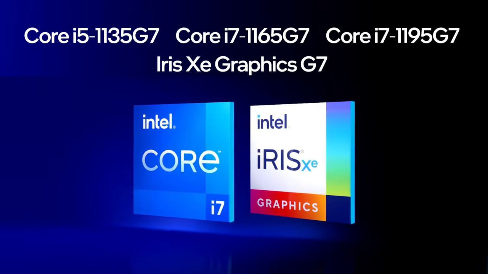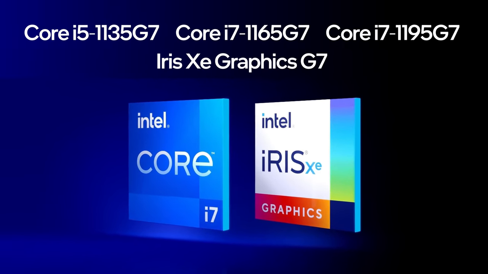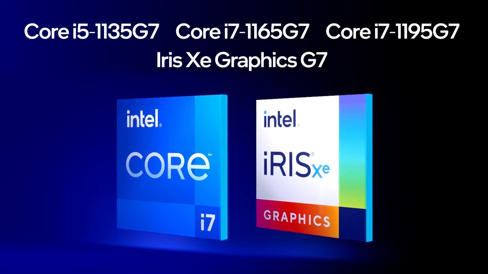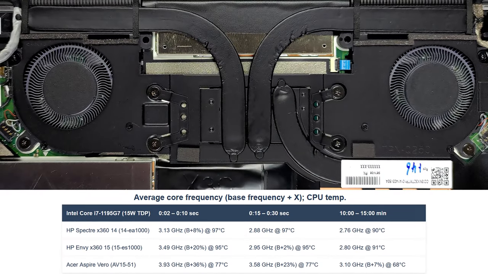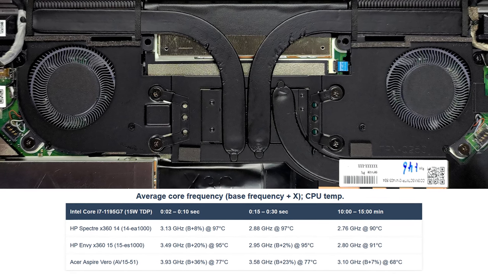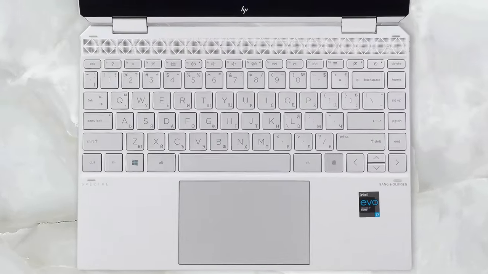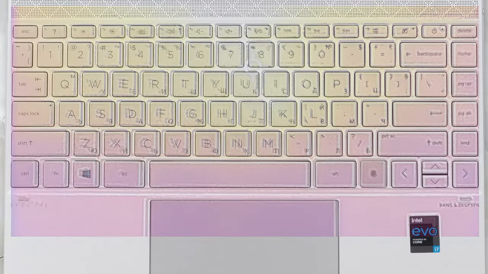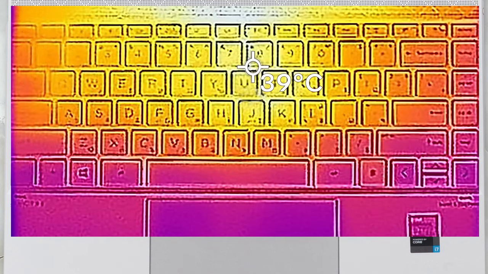The Spectre x360 14 is among the first laptops to come with the Core i7-1195G7. The cooling setup on the device utilizes a total of 3 heat pipes. They seem to do a good job, considering the space constraints of the chassis. However, it can't really cope with the high base clock speed stated by Intel. Still, the performance is on point, while the hotspot on the keyboard is below 40 degrees Celsius, which is great.